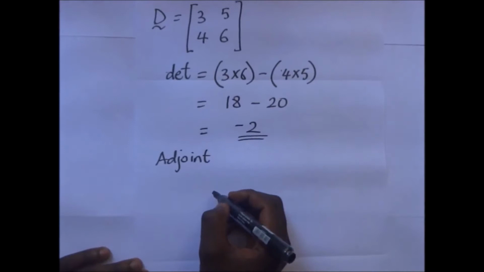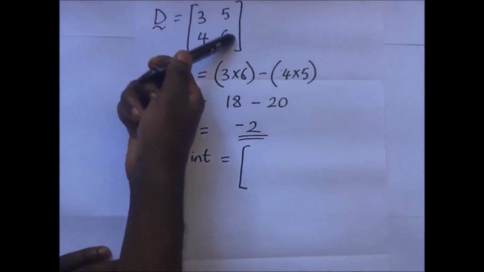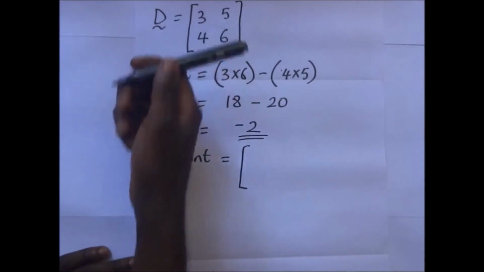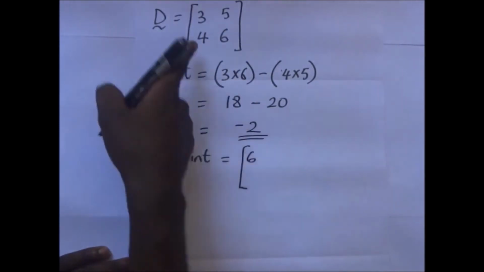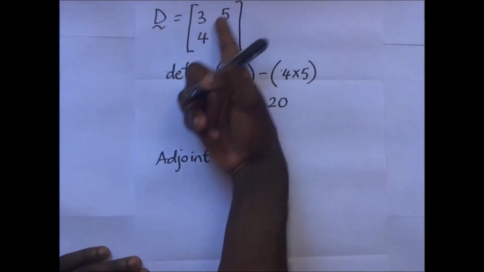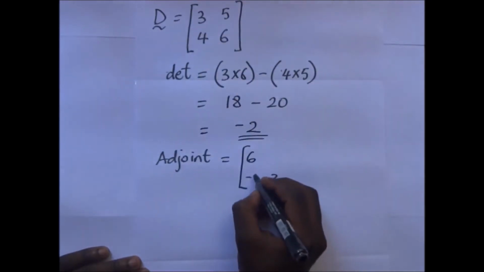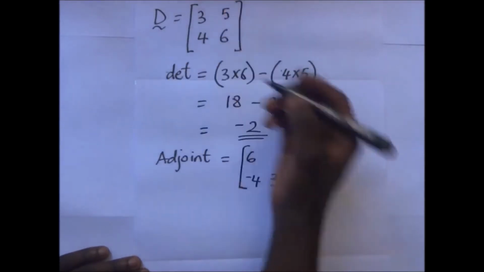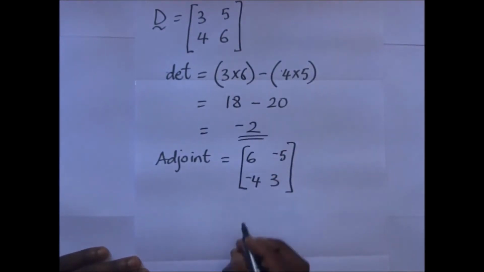The adjoint of the same matrix is simply going to be, we are going to interchange the elements in the leading diagonal. So we have the 6 coming up here and the 3 coming down here. Then in the minor diagonal, we multiply each element by -1. So -4 times -1 is -4. -5 times -1 is -5. So that becomes our adjoint.